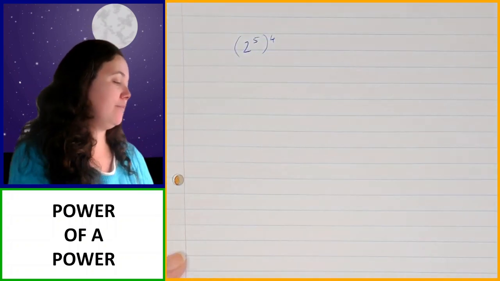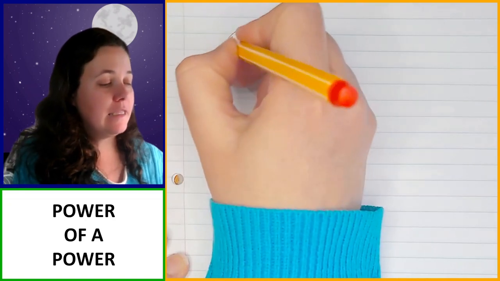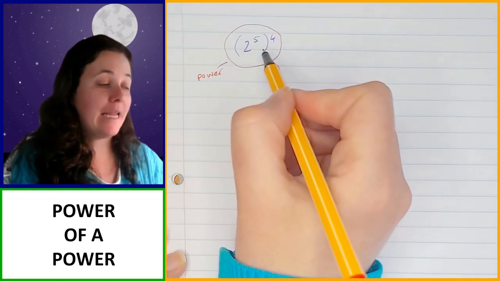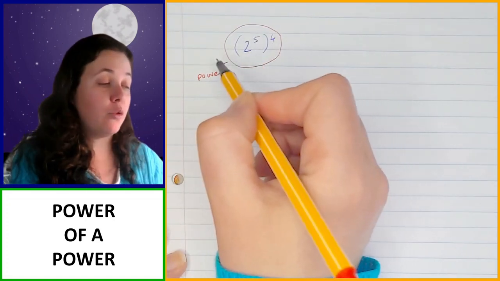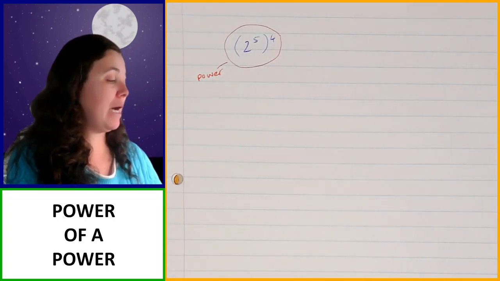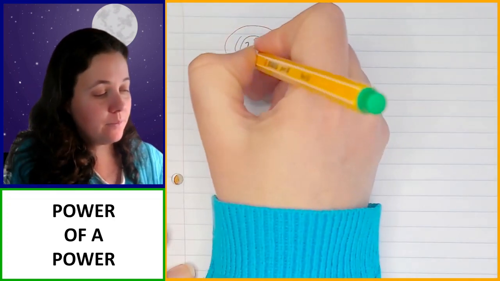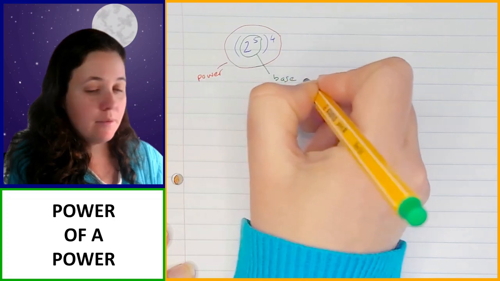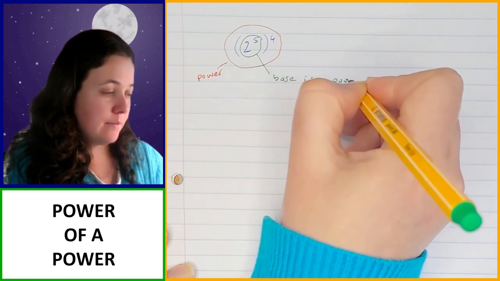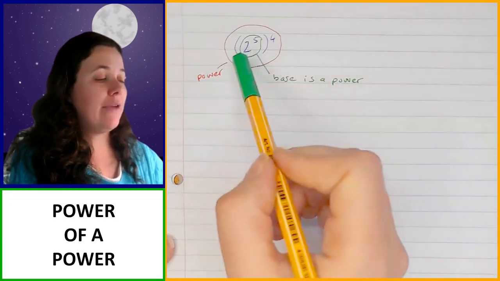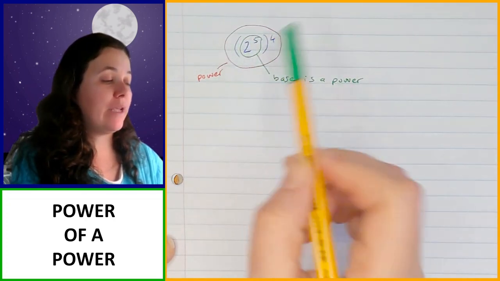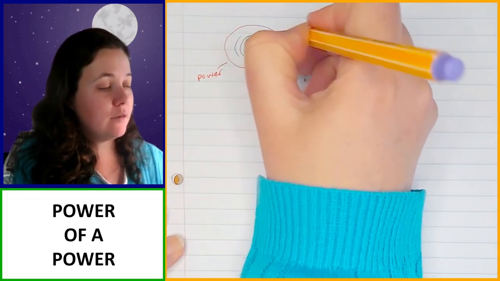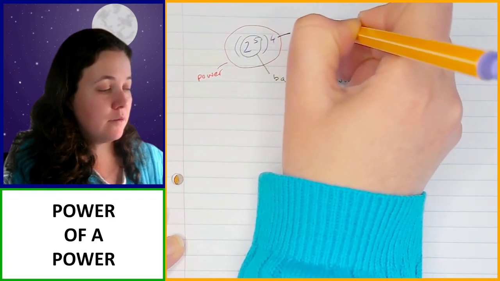Now in this expression over here, this whole thing is a power because it has an exponent and it has a base, but the base of that exponent, or the base of this power, is already a power itself. If you look at it, you can see it has its own base and exponent. Okay, so if I'm looking at the big power over here, its base is a power, and here we can see its exponent or index.